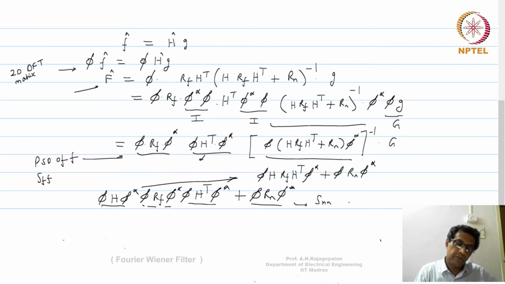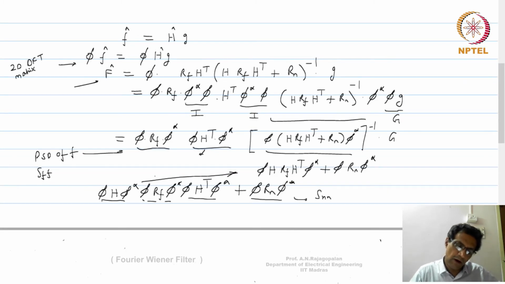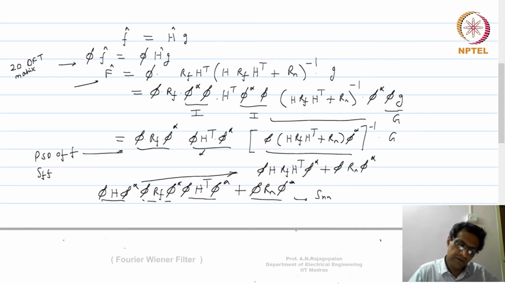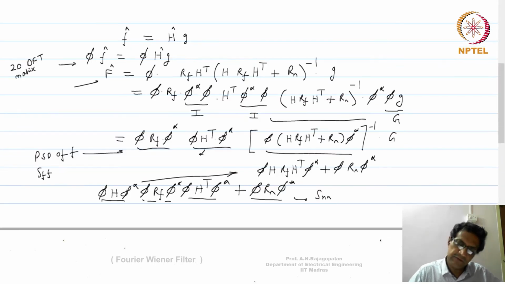Therefore, for every K comma L, because all these are diagonal, it's easy to write them down instead of in matrix form. For a Fourier coefficient K comma L, at the top you've got SF of K comma L, times H star of K comma L, the whole divided by, because it's diagonal and you're taking the inverse, the whole thing divided by this.